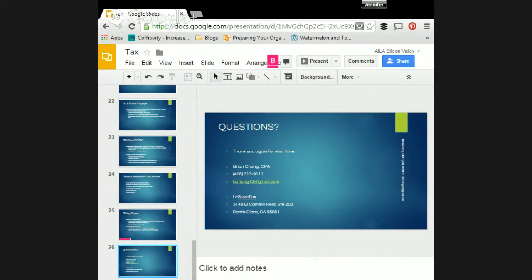Well, let's see. If they're married, they're supposed to file married filing jointly. They can't file single. I guess the equivalent of filing single would be married filing separately, which is actually a worst case because you end up paying more taxes that way.